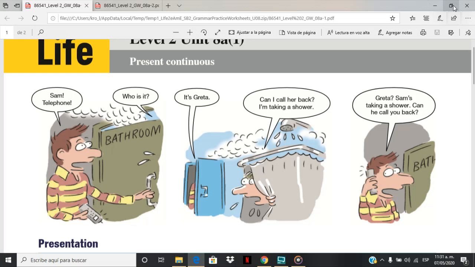So, to start, we have this conversation. Try to read it, please. Look at the pictures. What are they saying? What's the situation there? What's happening, right?